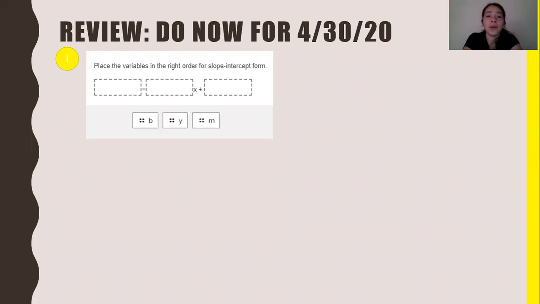So when reviewing our do now, we're going to go ahead and place the variables in the right order for slope-intercept form. So hopefully from our last lesson, we remember what that formula is. And that formula is y is equal to mx plus b. So when solving for question number 1, you just put these in order. You go y, and then notice the equal sign is there. So then m, x is already there, plus is already there, b. And that's all you have to do for this problem.